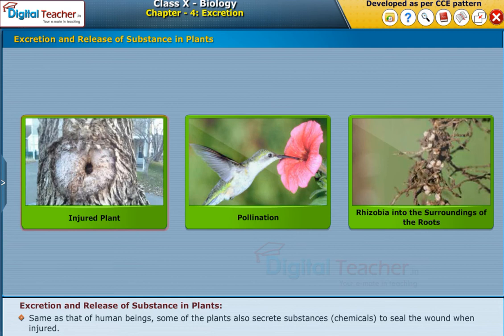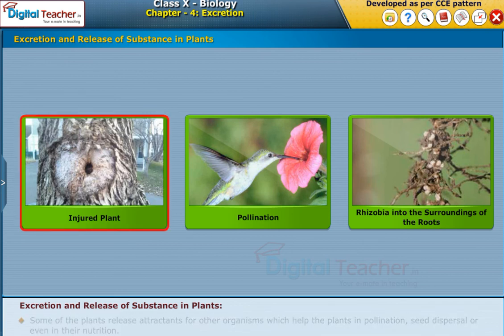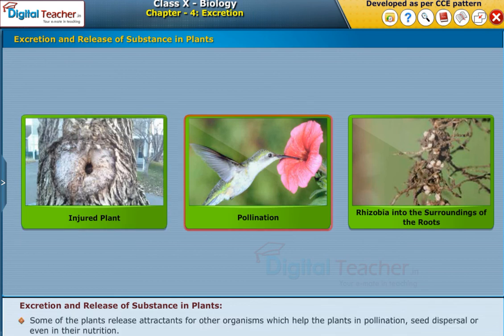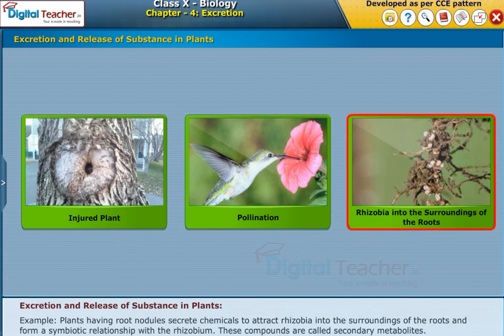Same as that of human beings, some of the plants also secrete chemicals to seal the wound when injured. Some of the plants release attractants for other organisms, which help the plants in pollination, seed dispersal, or even in their nutrition. Example, plants having root nodules secrete chemicals to attract rhizobia into the surroundings of the roots and form a symbiotic relationship with the rhizobium. These compounds are called secondary metabolites.